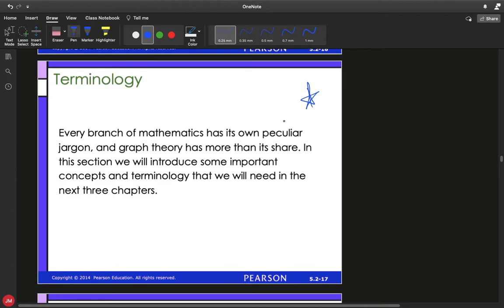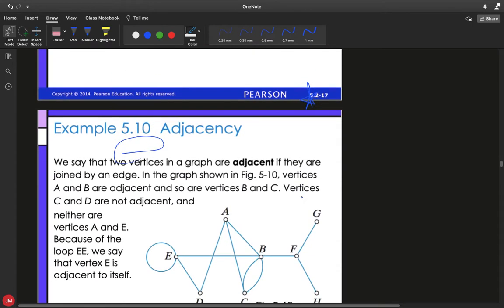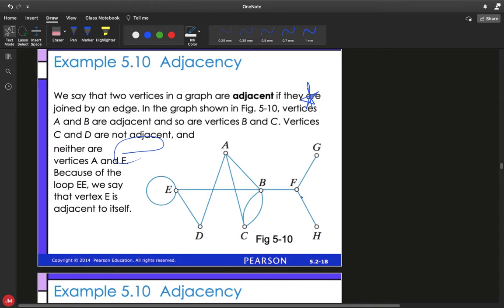All right. Now, as far as terminology, every branch of math has its own particular definitions and jargon that goes with it. And in this case, what we are talking about is graph theory. Obviously, it's got quite a bit on its own. That's going to be what we'll be talking about over the next few sections and chapters, actually. Okay, so now let's talk about some more of the key features of our graphs.